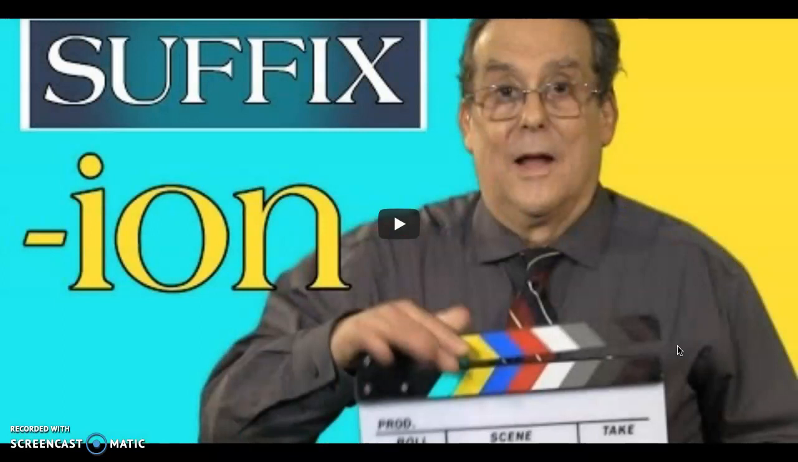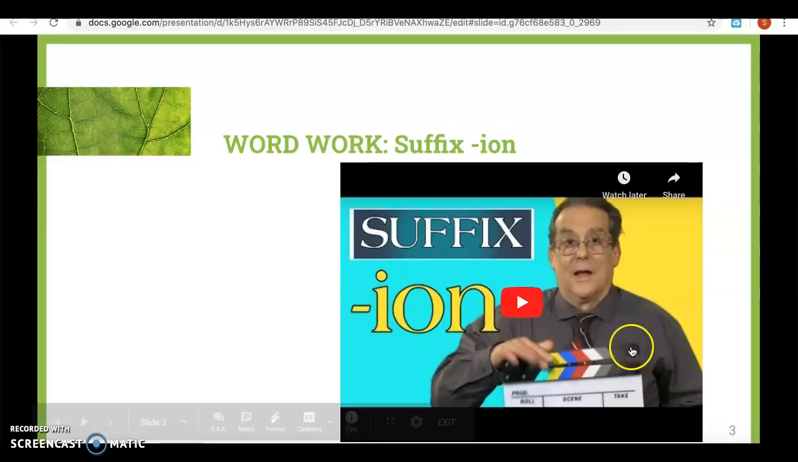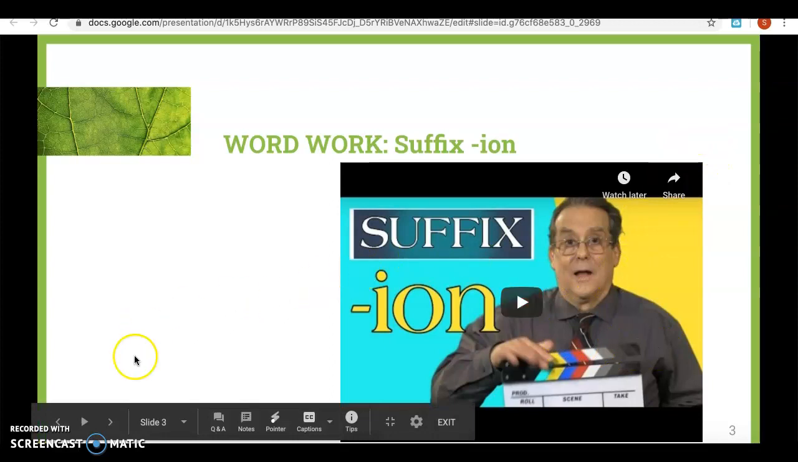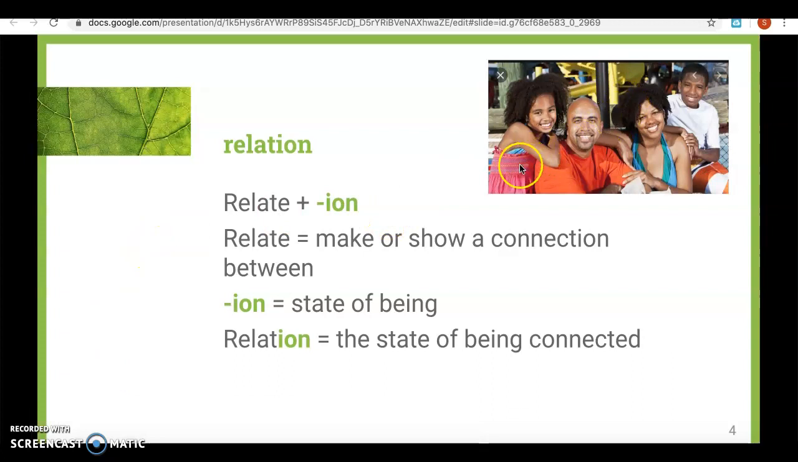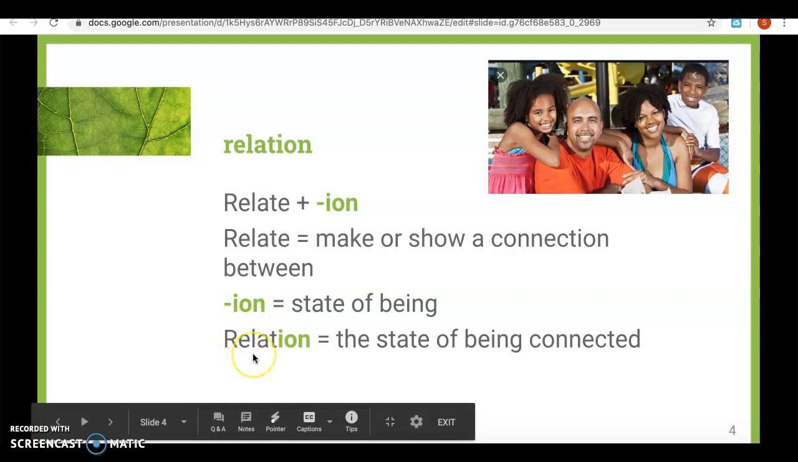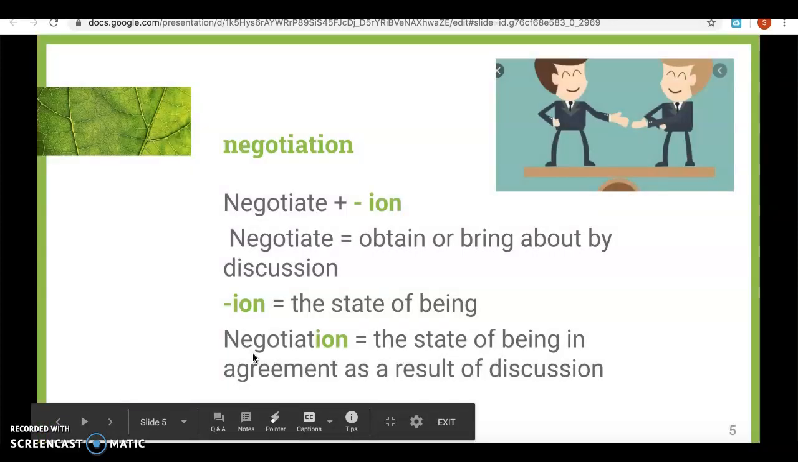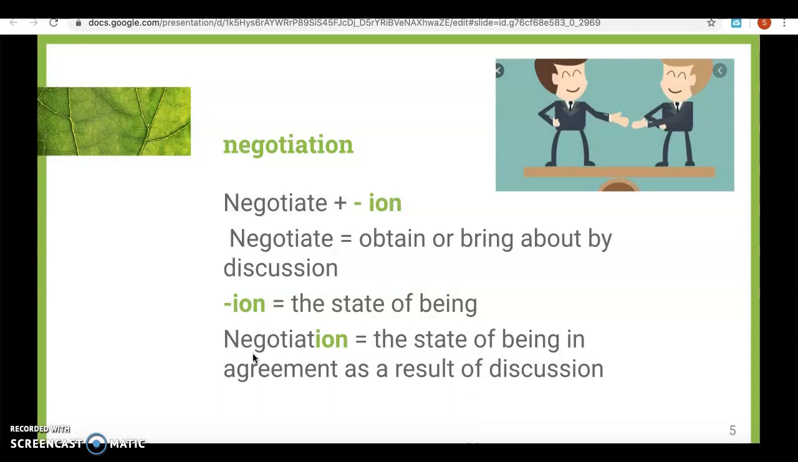So as you heard, if we start with a verb and add ion, then we're likely to get a noun. Let's look at some examples. If I take relate, which means to make or show a connection between, then adding ion results in the state of being connected. If I take negotiate, which means obtain or bring about by discussion, and add ion, then the result is the state of being in agreement as a result of discussion.